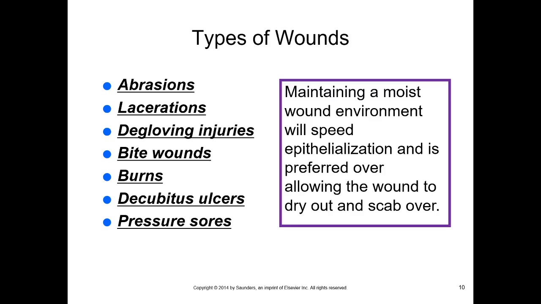A degloving injury, I'll show you in a picture in a bit, a degloving injury is when the skin is actually completely ripped off from the hypodermis all the way down, exposing muscles, tendons, bones. And it can happen in a number of different places. It takes a lot of force to do that, so it can be pretty devastating. Bite wounds can be a problem because they definitely go deep and cause deep tissue damage.